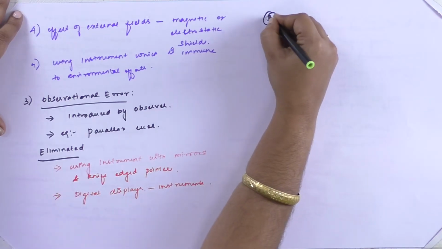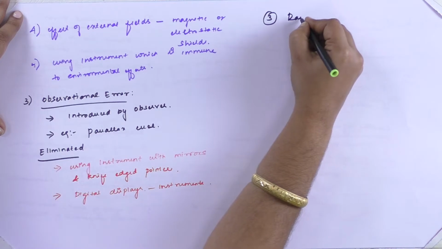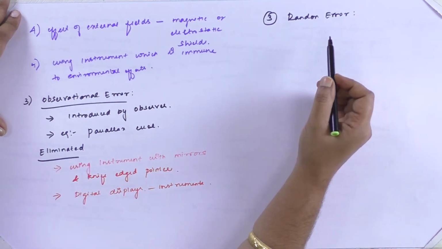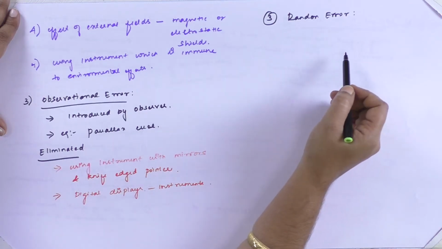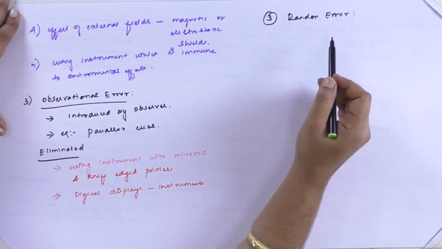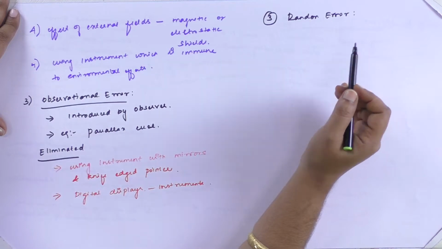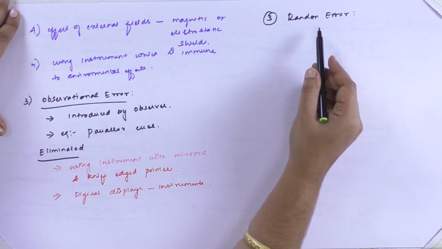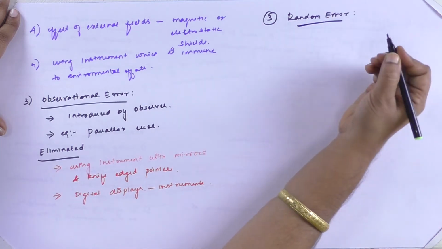And the third type of error is called random error. So, here we have seen two types of error. One is gross error, second one is systematic error. And the systematic error is further classified into three types: environmental error, observational error and instrumental error. And the third type of error is called random error.